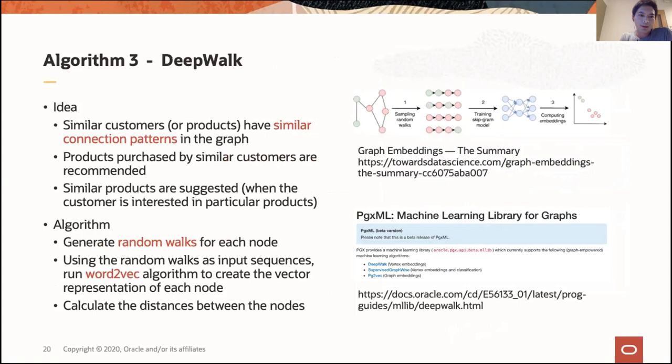The third algorithm is a relatively new algorithm called DeepWalk. As you can imagine, DeepWalk is using a neural network. And the idea behind it is that similar customers or products have similar connection patterns in the graph. So products purchased by similar customers can be recommended.